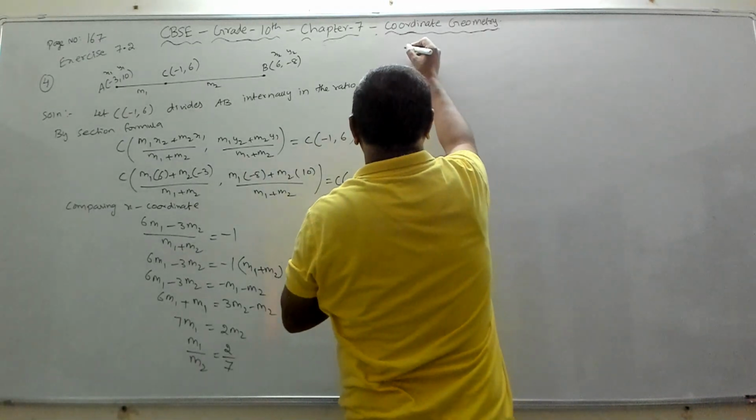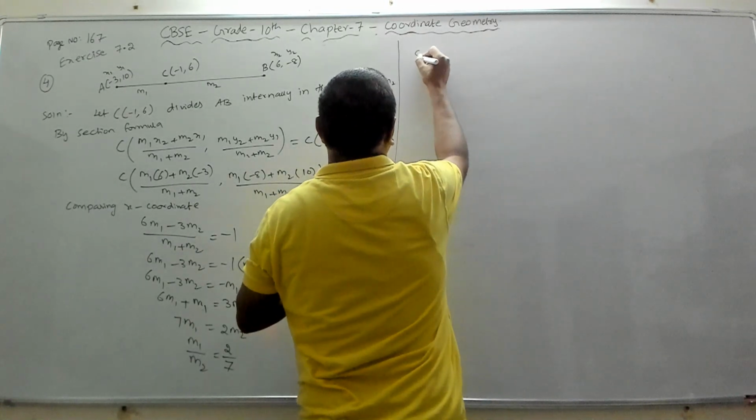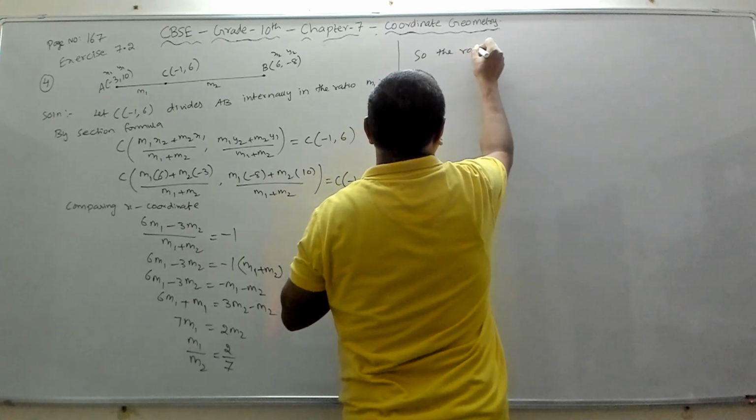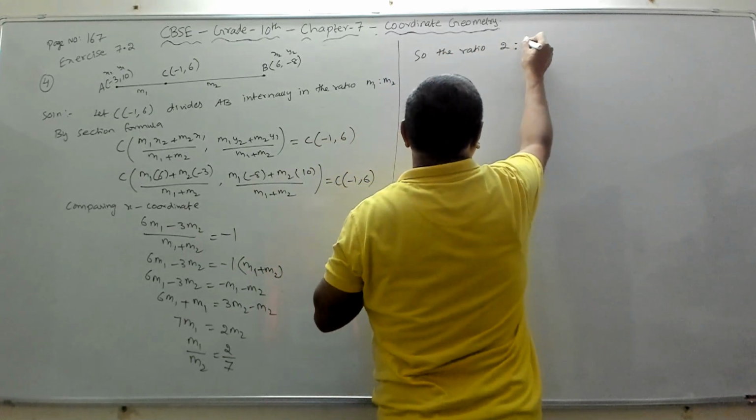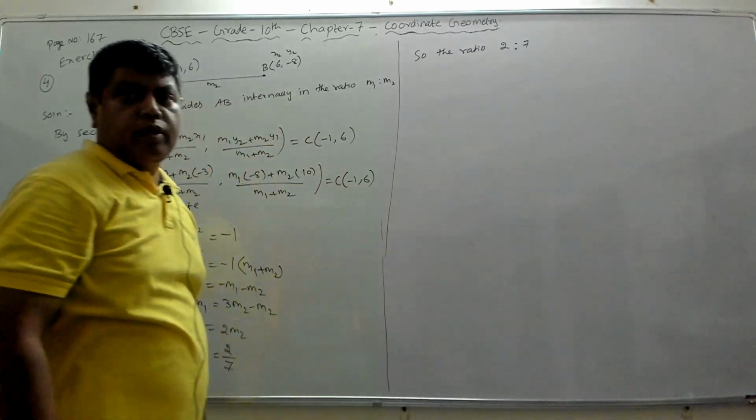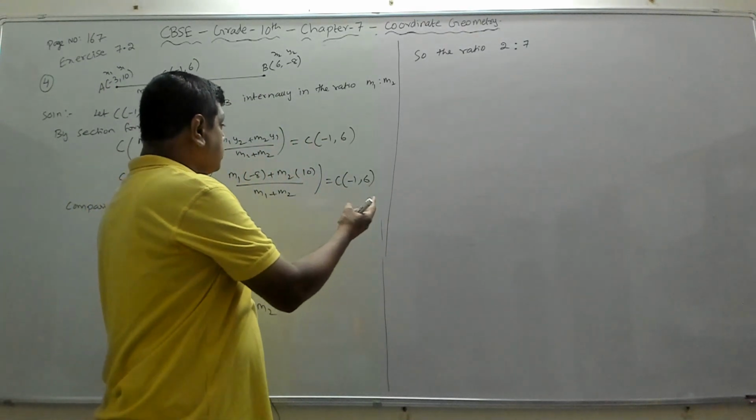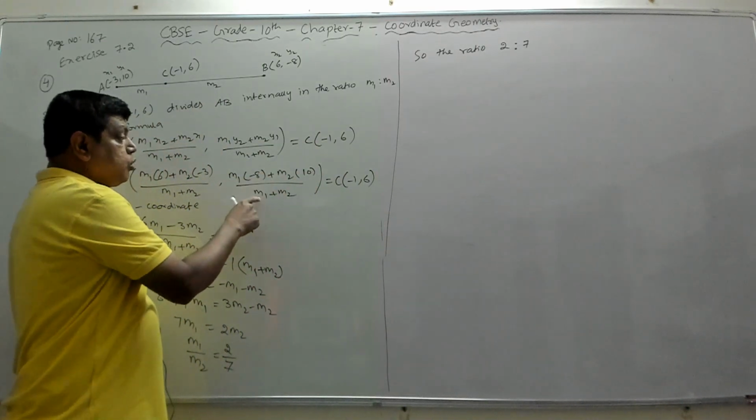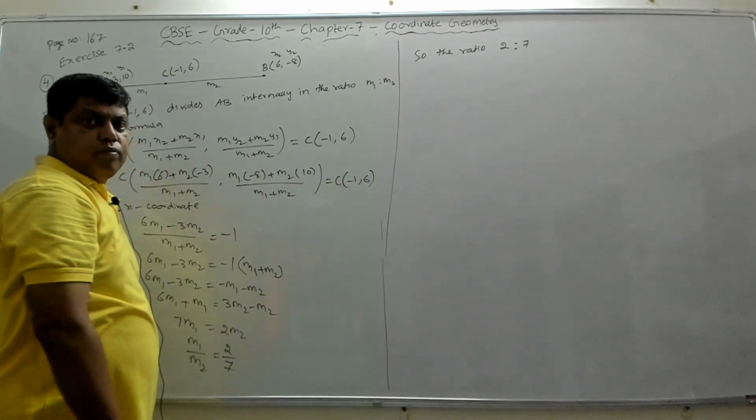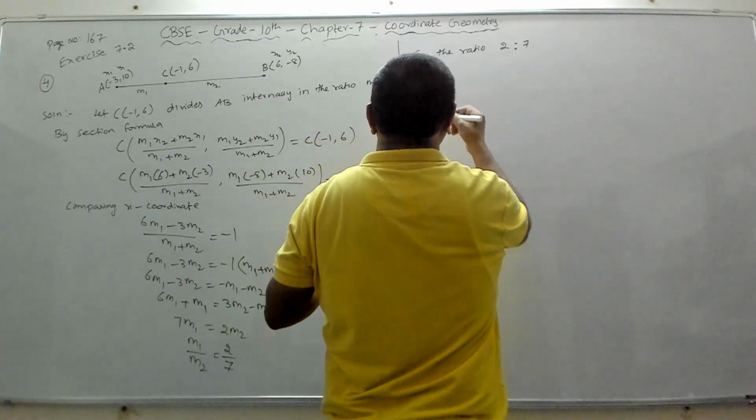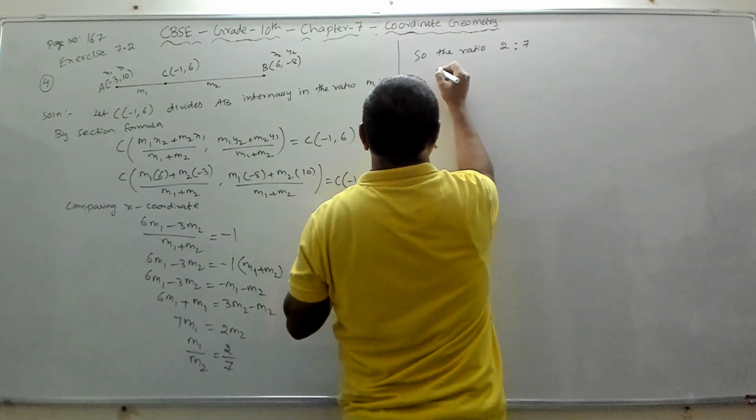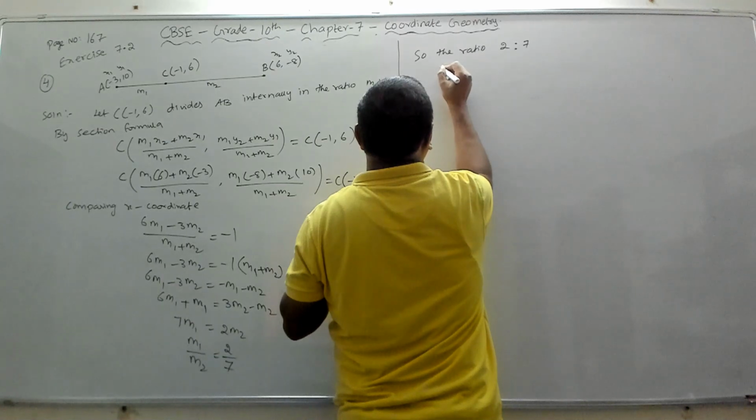We can say the ratio is 2:7, right. So we need to also substitute the ratio here, and we should make sure that we get 6, right. So if you substitute now, the y coordinate becomes what? So finding the y coordinate.